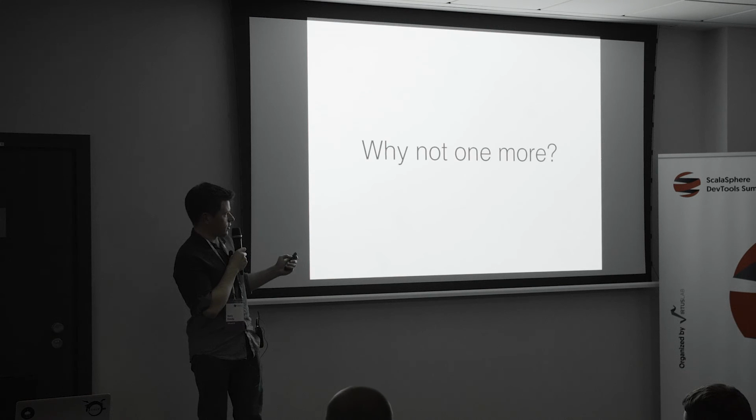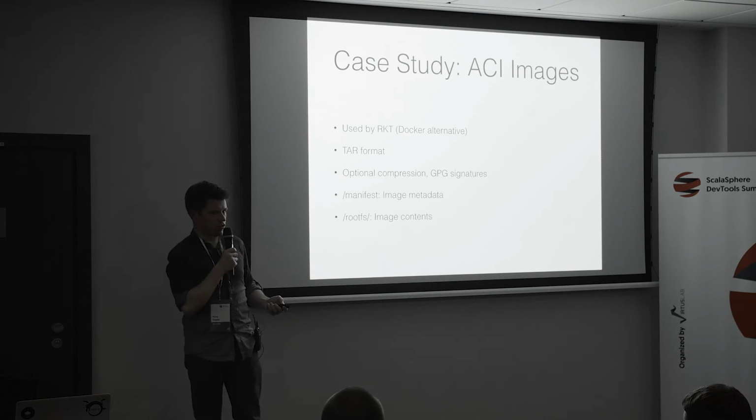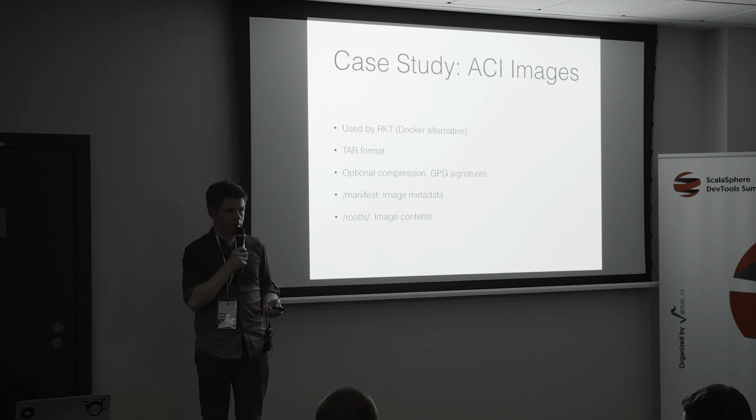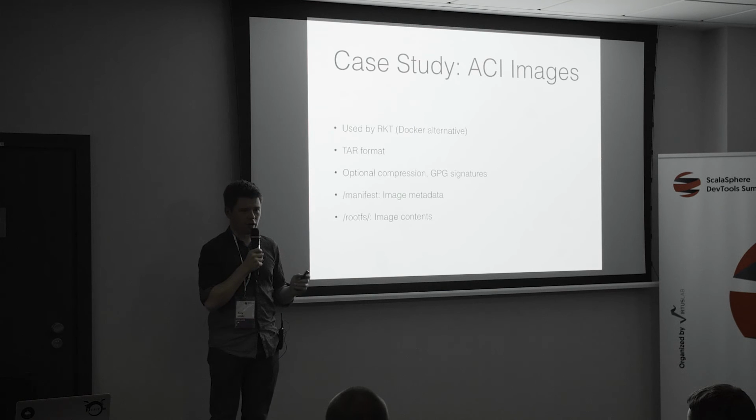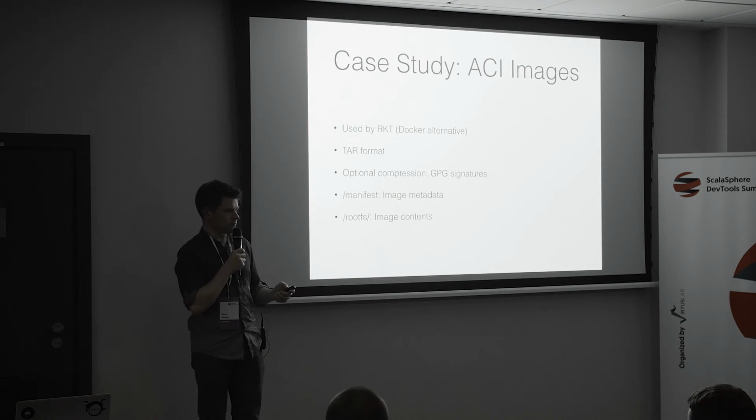So in this case, I decided that I would look at ACI images. ACI is an image format that's used by Rocket. Who's heard of Rocket? Not many, but Rocket is basically a competitor system to Docker. The people from CoreOS aren't completely happy with some of the technical decisions in Docker, and they're trying to build a more principled Unix-style set of technologies that do more or less the same thing. So I thought, why not try building this, and it might be useful.